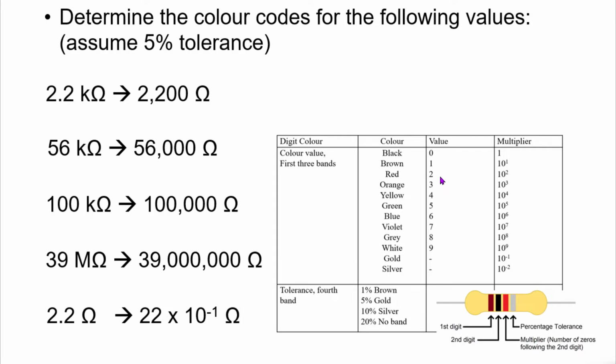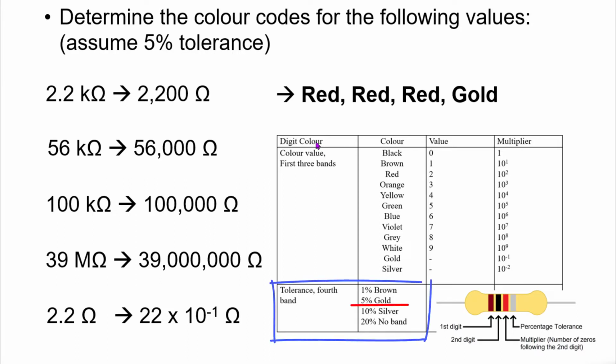And then after that, I've got to make sure that I add the right amount of zeros. In this case, I want to add 2 zeros. We added 2 zeros before, and we can look here, and that's a red as well. So for this case, it's going to be red, red, red, and then gold. Why gold? Because it's 5% tolerant. Okay, good. So let's do this next one.